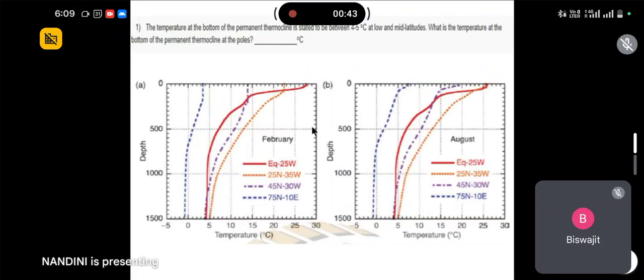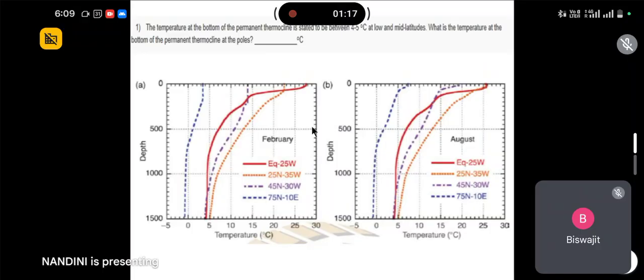So the first question was regarding the properties of thermocline. The temperature at the bottom of the permanent thermocline is stated to be between 4 to 5 degrees Celsius at low and mid latitudes. What is the temperature of the bottom of the thermocline at the poles? So, 0 degrees Celsius. Just to remind you what thermocline is and all those things.